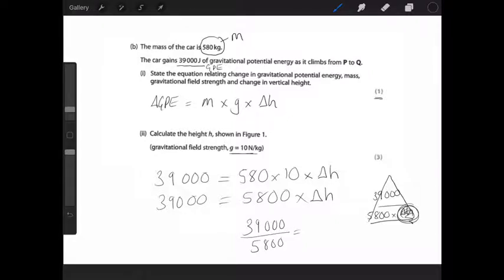And the answer that I get is, I'm going to round it neatly to 6.7, and that is a height that I've measured, so that would be in metres. 6.7 metres would be my final answer. I hope that tallies with the mark scheme. Probably should have looked at that before I recorded the video.